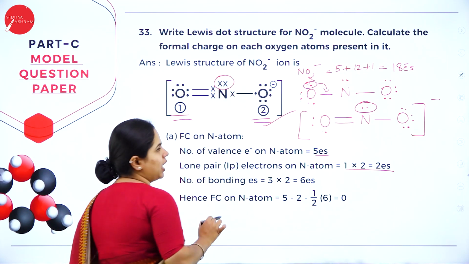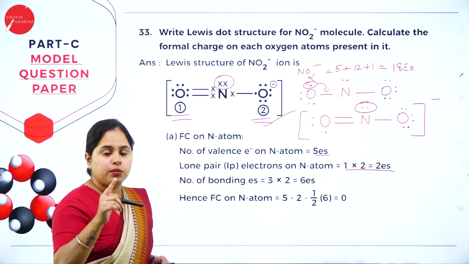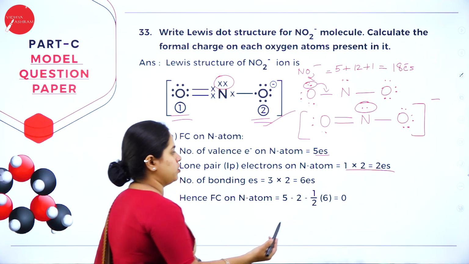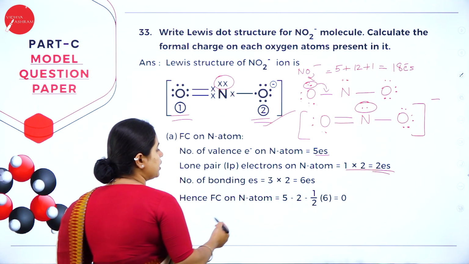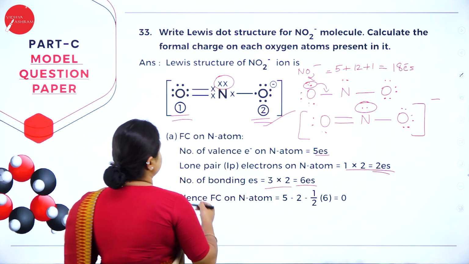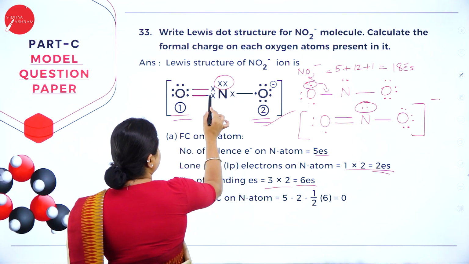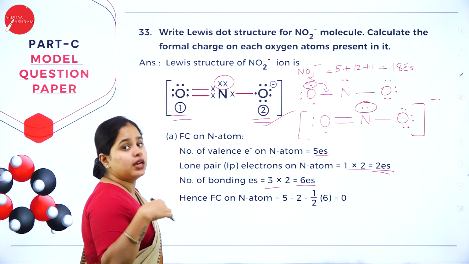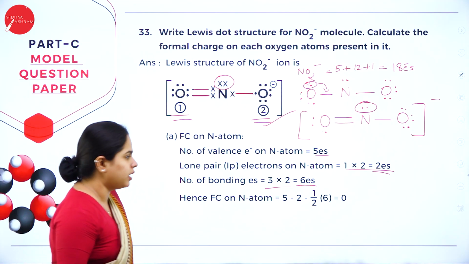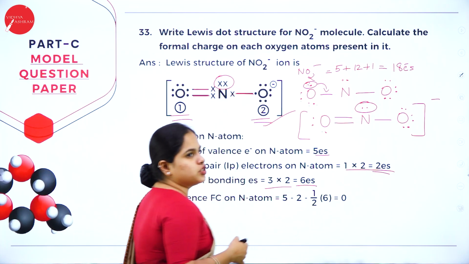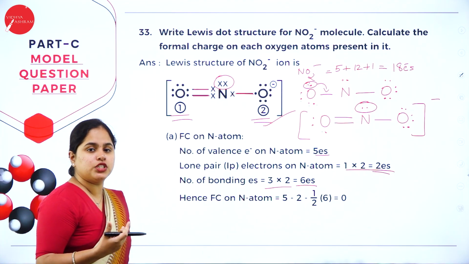Only this is present as lone pair. So 1 lone pair means how many electrons are there? 2 electrons are there, right? So lone pair of electrons is 2. Now number of bonding electrons is 3 into 2, that is 6 electrons. As you can see, this is 1 bond, another bond, another bond. So the total 3 bond pairs are there. So 3 into 2, 6 electrons will be there, right? So now what is the equation for formal charge?